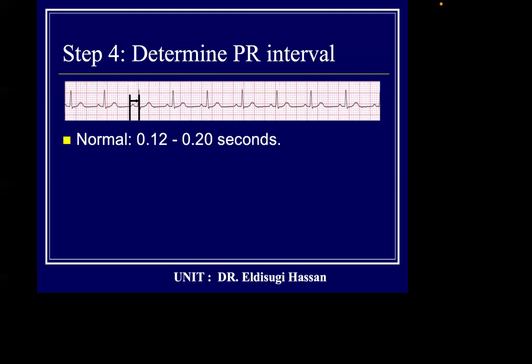Prolonged PR interval, we see it in a lot of conditions. We call them bradyarrhythmias, and we will come to discuss this. Starting from sinus bradycardia to first degree heart block, second degree heart block, or a third degree AV block or complete heart block. We will assess this later, inshallah.